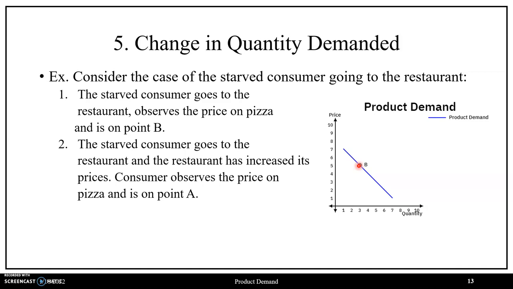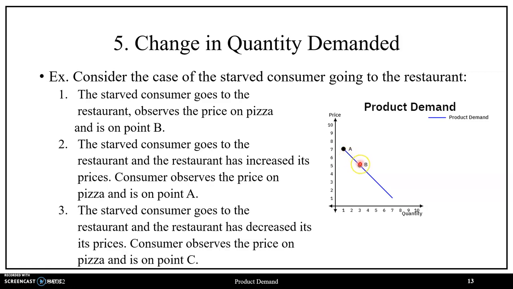Now, let us suppose that the starved consumer goes to the restaurant. However, now that the restaurant has increased its prices on pizza, such that the price of pizza is now $7 per slice. With this increase in price, the consumer observes this, and they are now only willing and able to purchase 1 slice of pizza. So we have leftward movement along the product demand curve due to an increase in price.